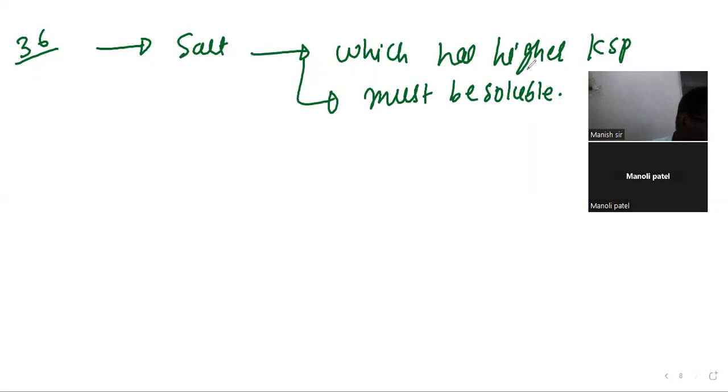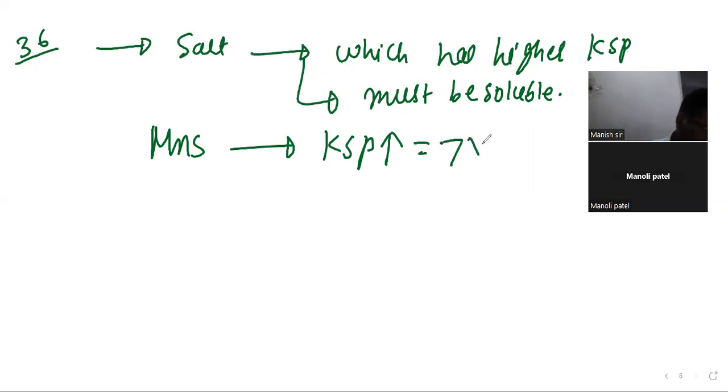So MnS has the highest KSP value. Manganese sulfide has the highest KSP value. So among all these salts, it will be the most soluble. You can see in the options the value given, that is 7 into 10 raised to minus 16. So this is the highest value, so it will be more soluble. It was asked in 1994.